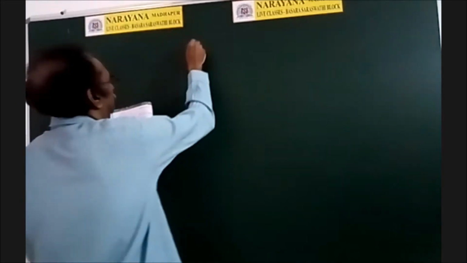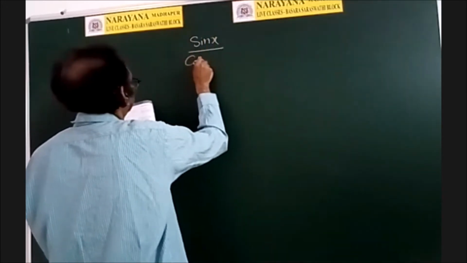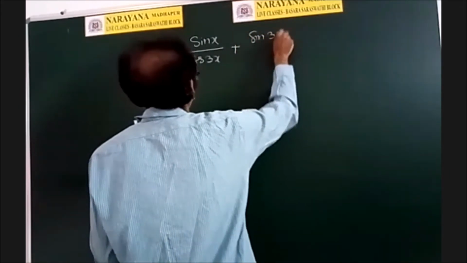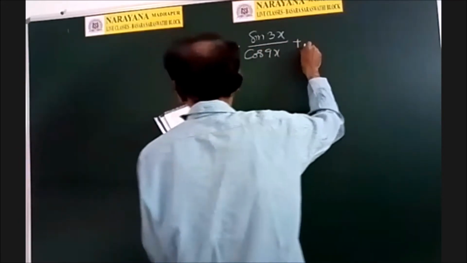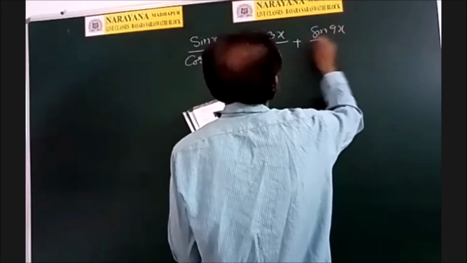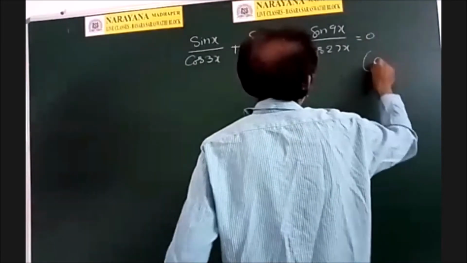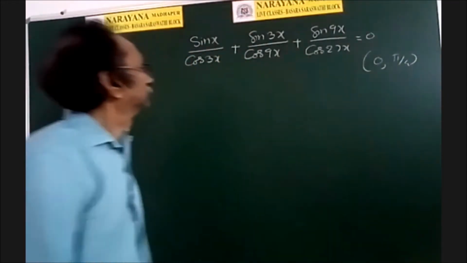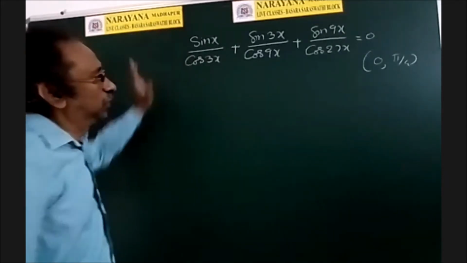Next, 20th question. Number of solutions of the equation sin x by cos 3x plus sin 3x by cos 9x plus sin 9x by cos 27x is equal to 0 in the interval 0 comma pi by 4. See, we already did this problem in transformations. So anyhow, once again I will do.